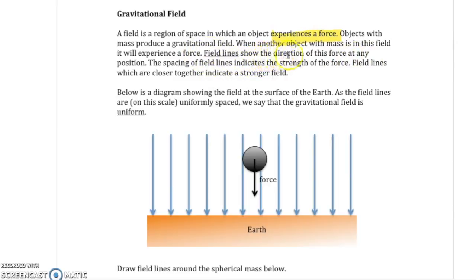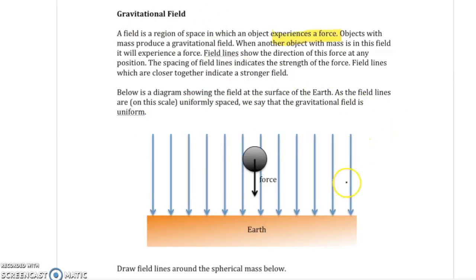When another object with mass is in this field, it will experience a force. Field lines show the direction of this force at any position. The spacing of field lines indicates the strength of the force. Field lines which are close together indicate a strong field. Now below is a diagram showing the field at the surface of the Earth. As the field lines are on this scale uniformly spaced, we say the gravitational field is uniform.